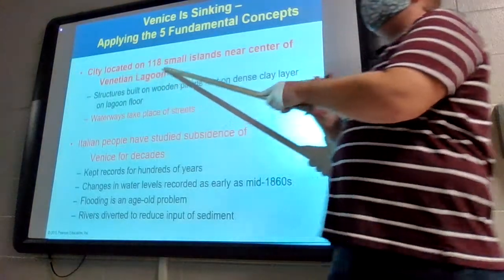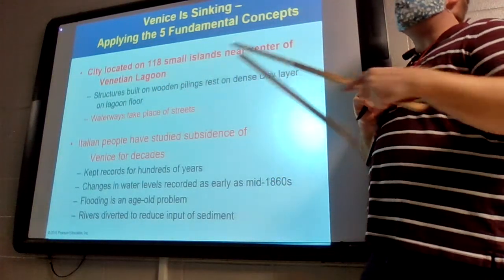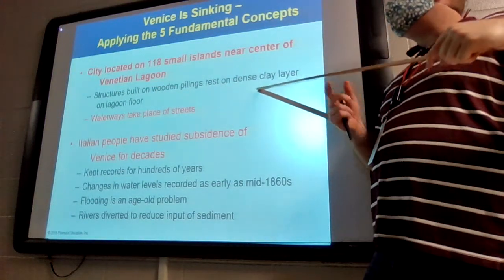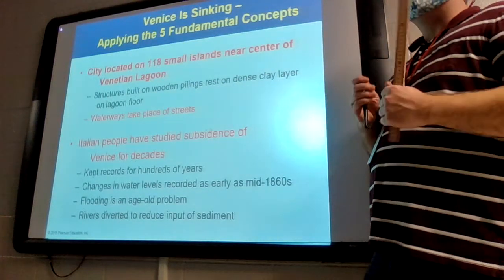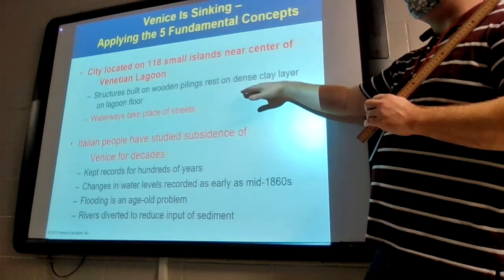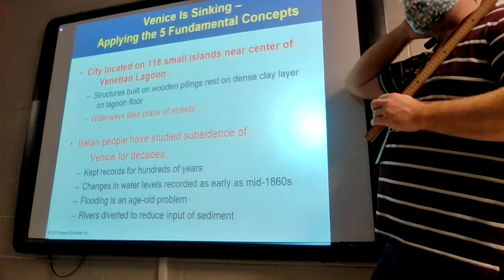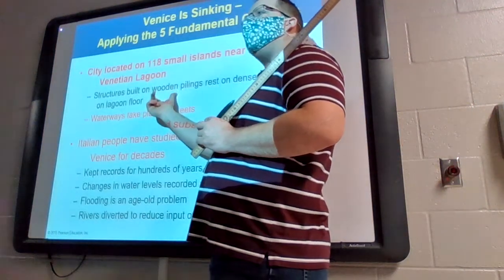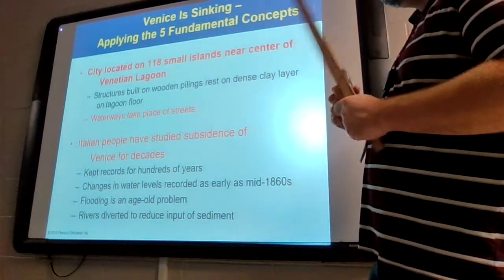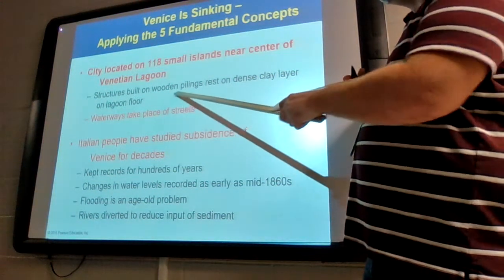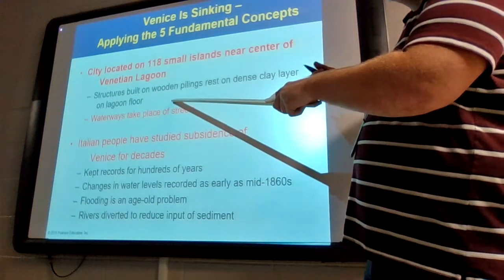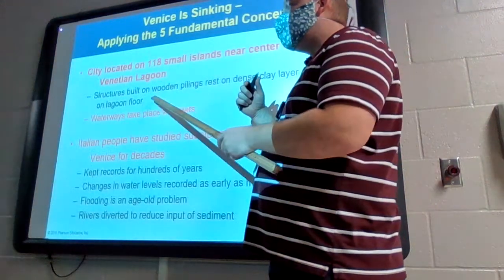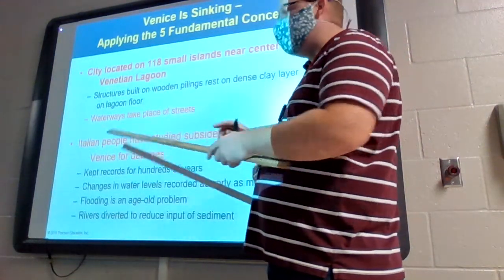The city is located on 118 small islands near the center of the Venetian lagoon. The structures were built on wooden pilings and rest on a dense layer of clay. There's actually a really cool History Channel video on this that has been done recently. So it's not too old, and it's got some good graphics. And it shows how the city was built on the wood pilings. It's really, really interesting. So they're already kind of on stilt legs down in the mud. You don't see any of this because it's in a dense layer of muddy clay. But this whole city literally probably should not be there.